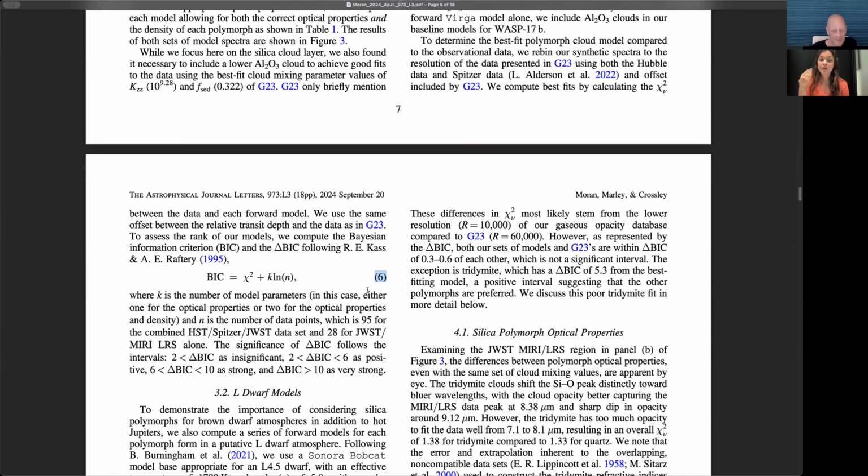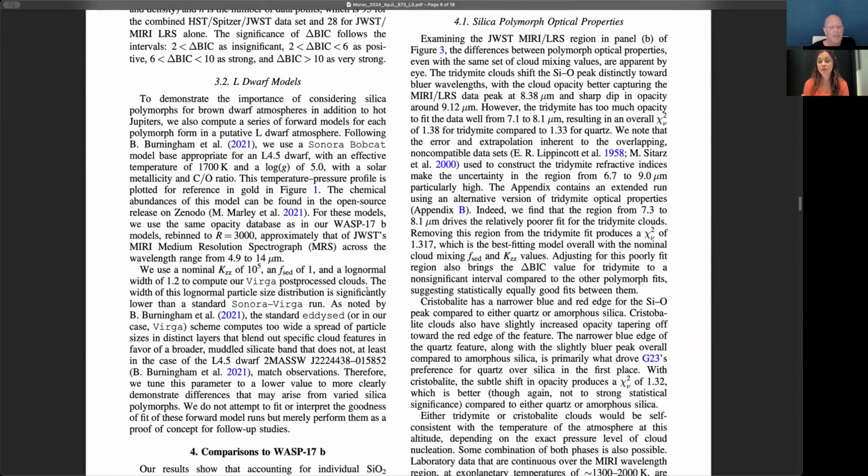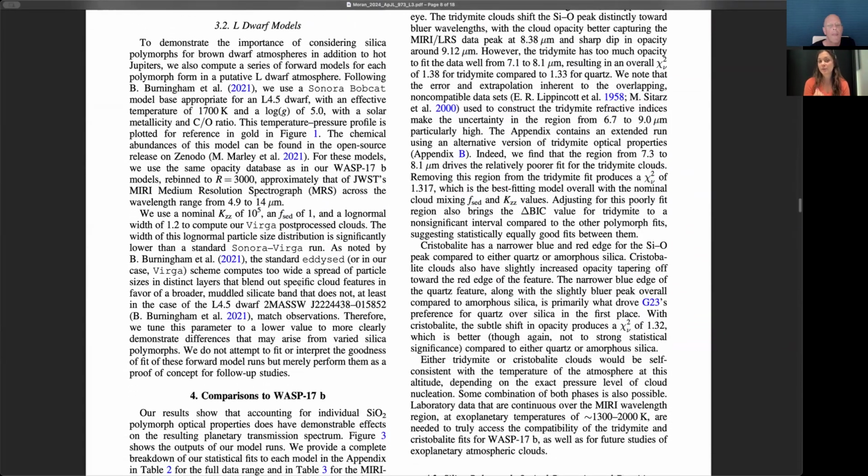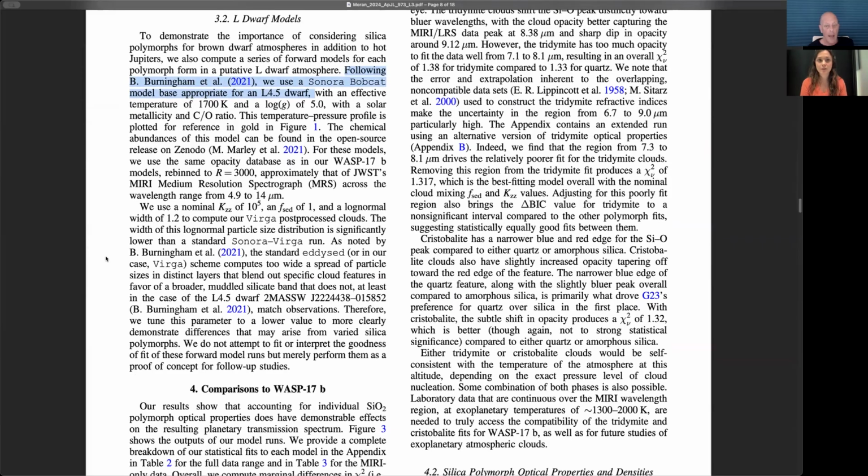Okay. So then we move on to some L-dwarf models. To do that, I did a very similar thing where I grabbed an existing model data set, specifically the Sonora Bobcat grid, and I pulled a model that was relatively similar to that previous detection of SiO2 clouds: effective temperature of 1700 Kelvin, a log g of 5, and standard solar metallicity and C to O ratios. That's a model that exists open source. It's on Zenodo, so you too can play with those models if you want.